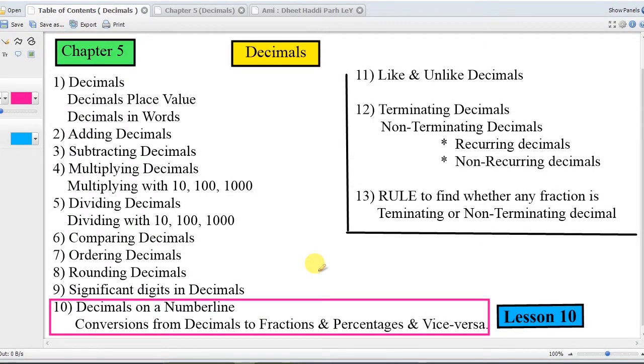Today we are going to start lesson 10 on decimals, which is how to write decimals or how to find decimal values on a number line.